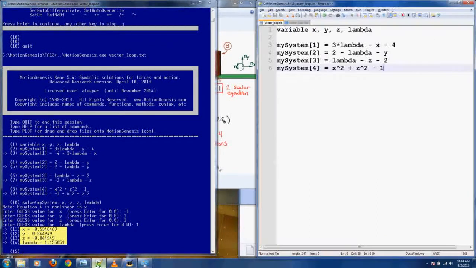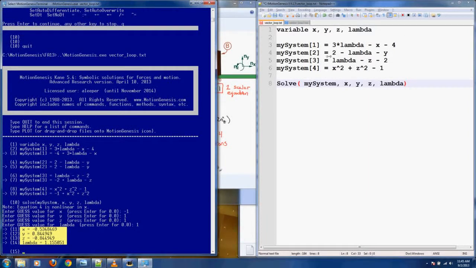So this is great, but let's come back over to our script here and fill it in so that we can save it. So we're going to solve my system for x, y, z, and lambda. And in order to avoid having to type in these guesses interactively each time, we can go ahead and provide the guesses inline. So over here, we're just going to say, okay, my guess for x was -1, my guess for y was 1, my guess for z was 1, and my guess for lambda was also 1.